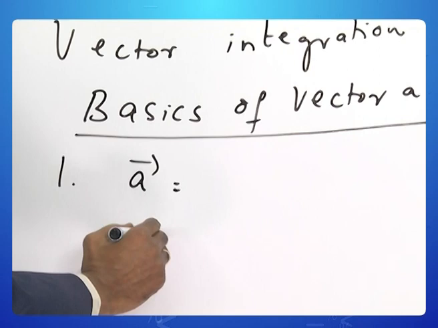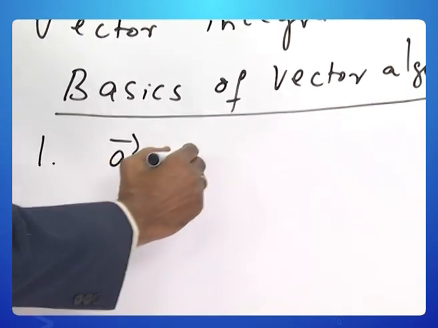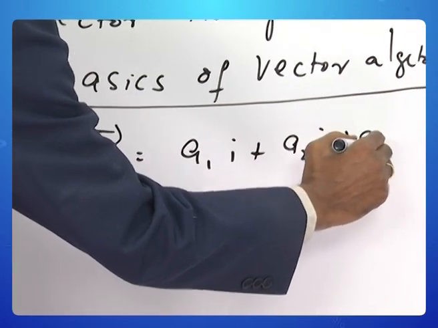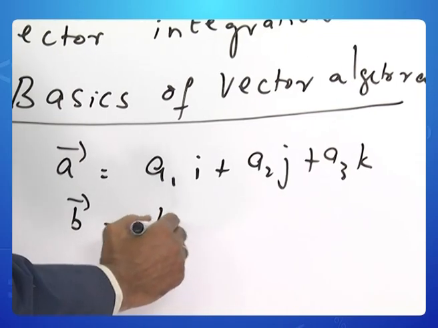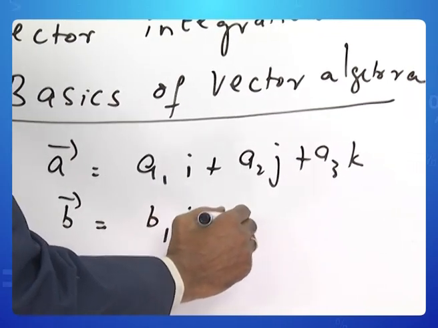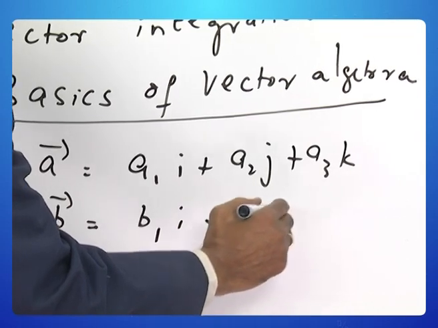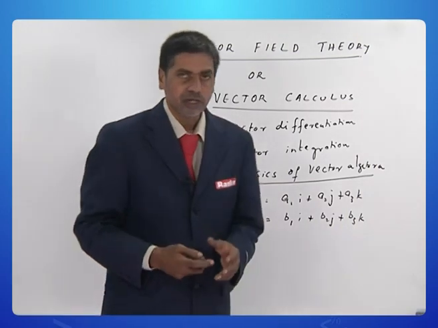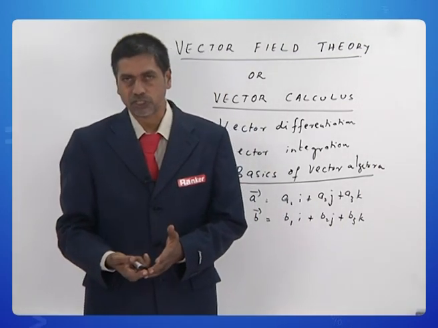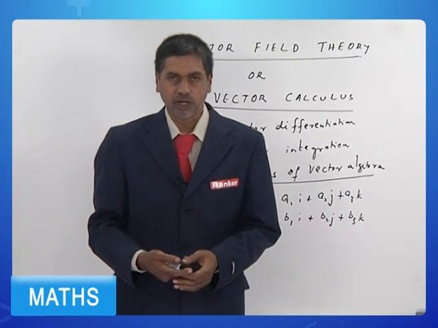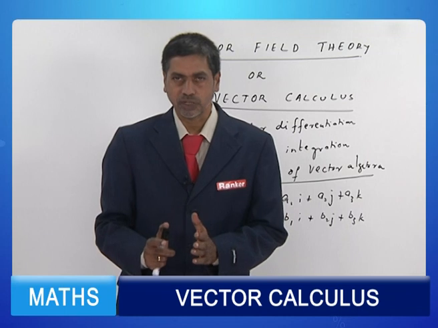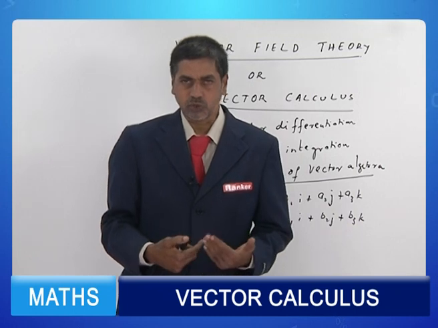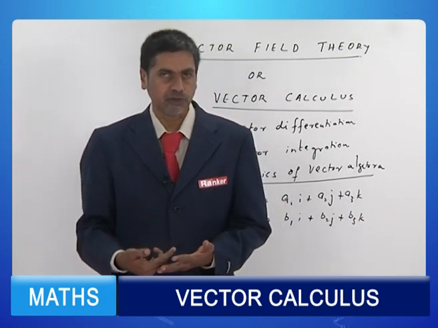we define three-dimensional vectors A as a1 i plus a2 j plus a3 k, B is equal to b1 i plus b2 j plus b3 k. Now i, j and k are unit vectors along the x, y and z directions. a1, a2, a3 are the components of the vector along the x, y and z directions. Same is the case of the vector B. So it all starts with these two vectors and then they can be combined in a variety of ways.